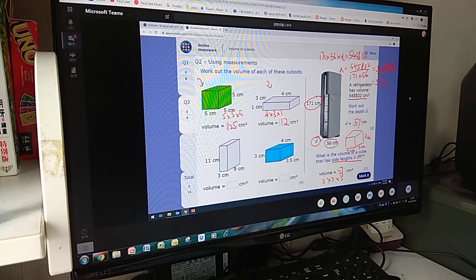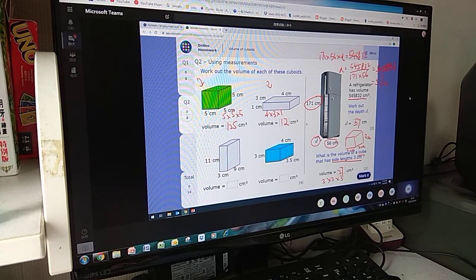So up to now, any question about the volume of the cuboids? I think it should be quite simple. Okay, it's very simple, but if you still cannot understand how to calculate the volume of the cuboids, please tell me, so I will think about another way to explain the theory. But actually, the theory is very simple. Just all the length, multiply them together, you will get the answer.